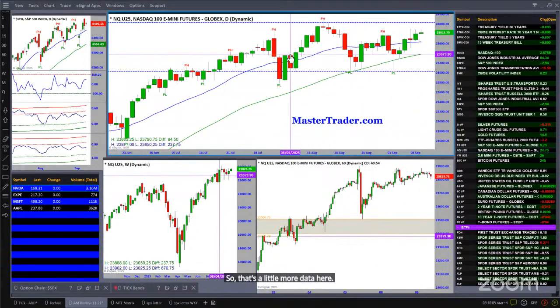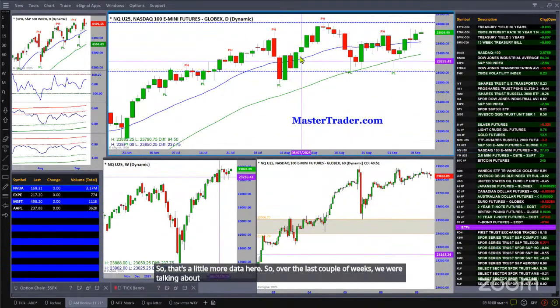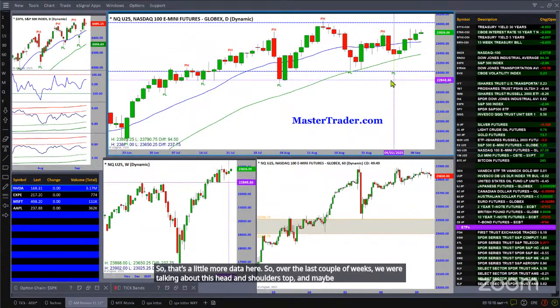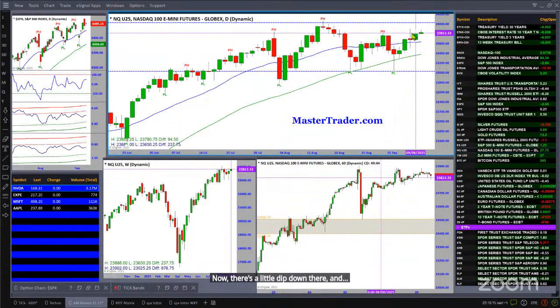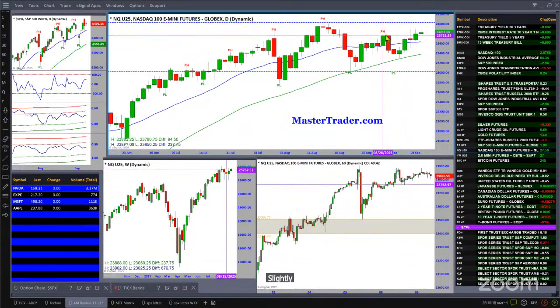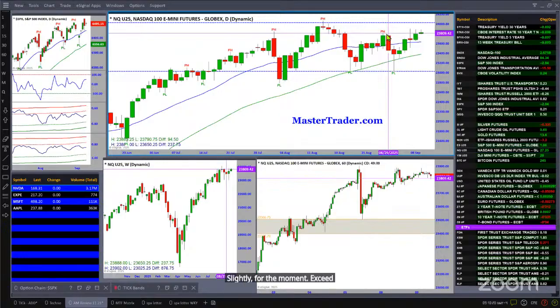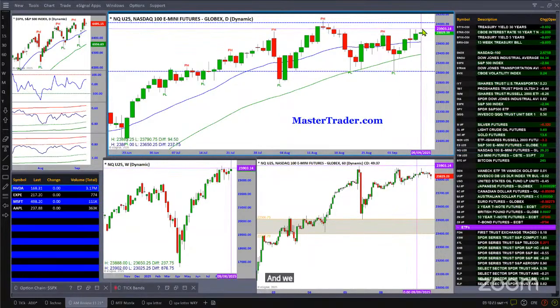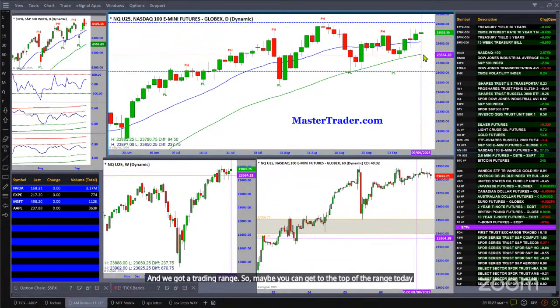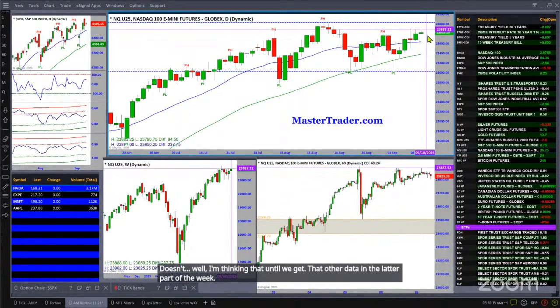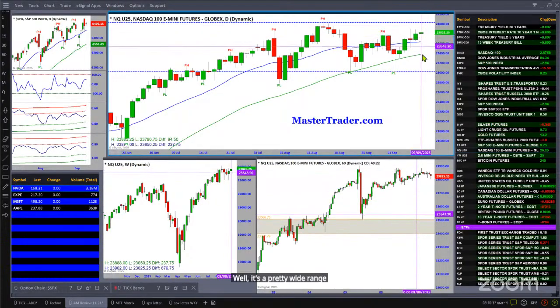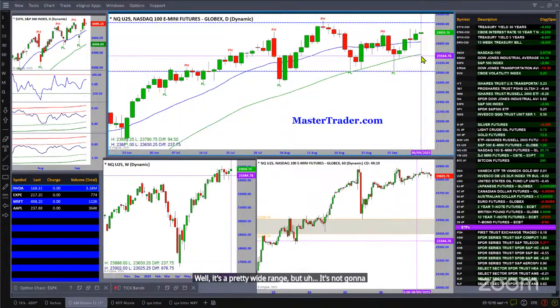So over the last couple of weeks, we were talking about this Head and Shoulders top, and maybe it would break down, and it never did. And there's a little dip down there, and now actually slightly for the moment exceeding this pivot high. And we got a trading range, and so maybe it can get to the top of the range today. Maybe it doesn't. I'm thinking that until we get that other data in the latter part of the week, well, it's a pretty wide range, but it's not going to move out of here. I don't think so.